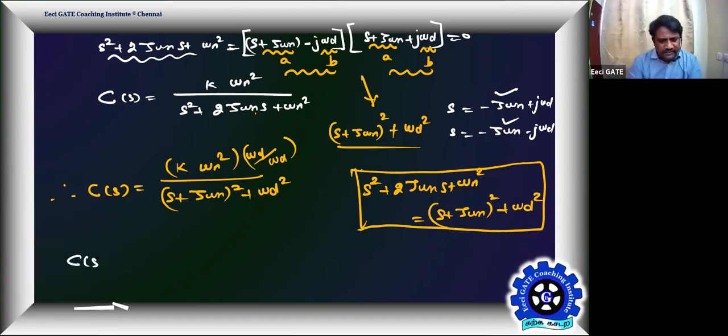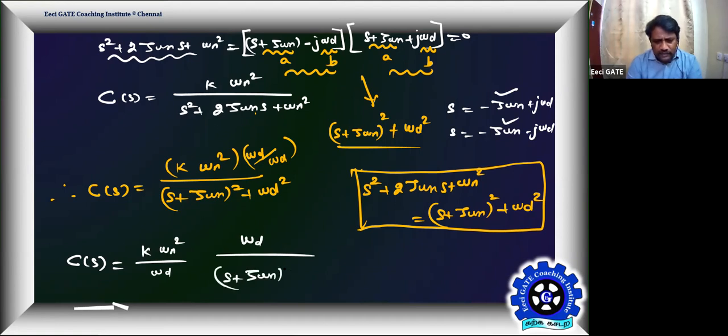Then C of s can be written as k into omega n square by omega d, taking it as a common. The rest is omega d by (s plus zeta omega n) whole square plus omega d square. Now this term is ready for Laplace inverse. The rest is the constant you can take. Yes, apply Laplace inverse.